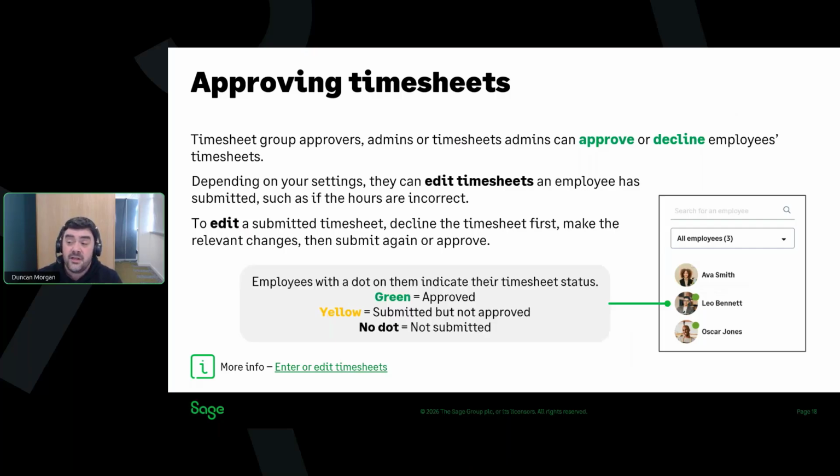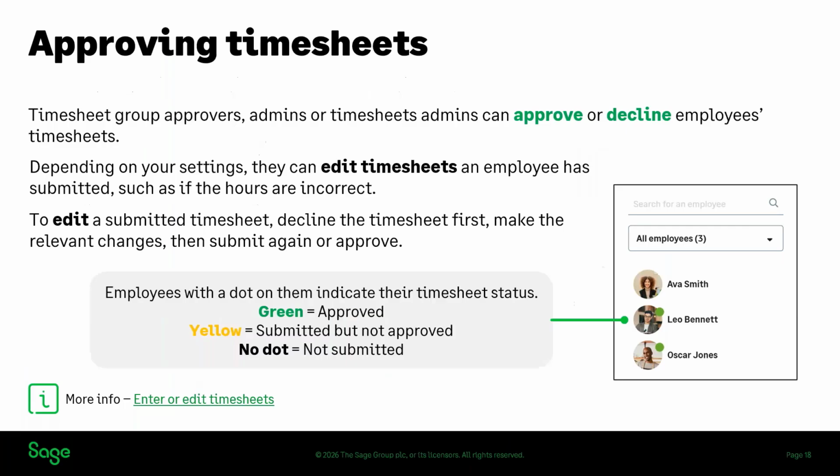And just to help the approvers out, they'll be able to check at a glance the timesheet status for each employee within their group. So if there's a little green dot, that indicates that the timesheet has been submitted and approved. If they're seeing a yellow dot, it means the timesheet has been submitted but not yet approved. If there is no dot, it means that that employee has not submitted a timesheet for that period. So let's just jump back to the demo now and show you approving the timesheets.